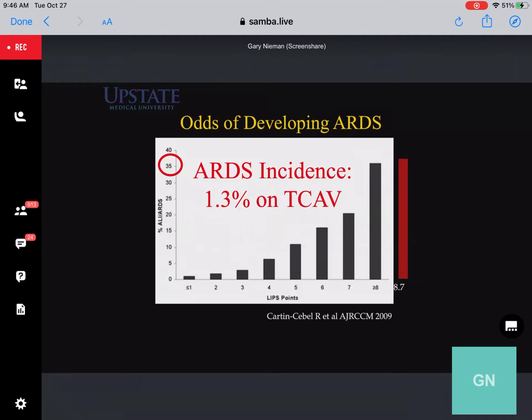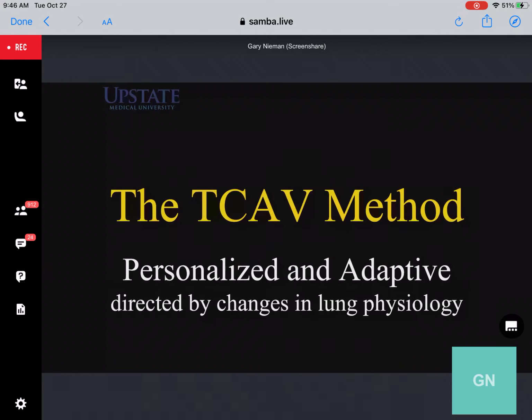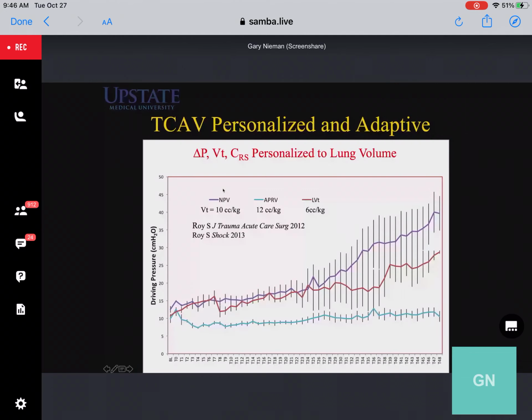The TCAV method is personalized, adaptive, directed by changes in lung physiology. I could literally give another hour lecture just on this component, but I wanted to show you quickly in our animal models and some brain-dead lung donors exactly what I mean. So here we have a non-protective ventilation strategy, APRV set and adjusted by TCAV, and low tidal volume. Here are our tidal volumes. Driving pressure, tidal volume, chest wall and compliance are all used to personalize the settings for TCAV. And we're going to just look at driving pressure here.